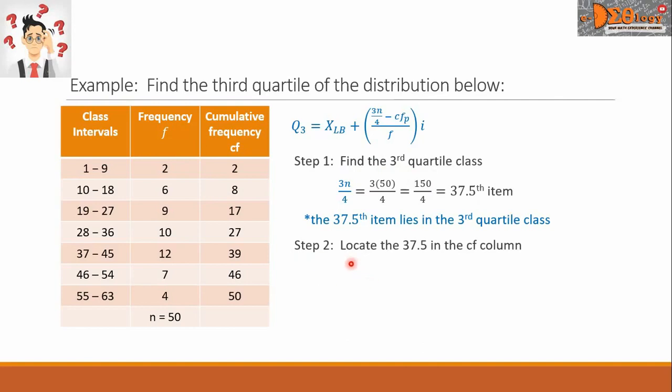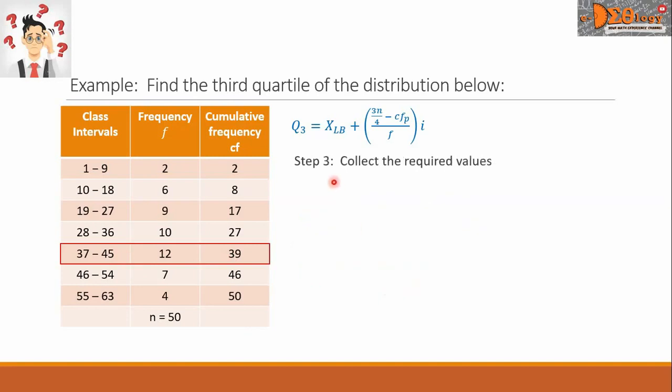For step 2, we shall locate this 37.5 in the CF column, the cumulative frequency. Here is the cumulative frequency column. We can see that the numbers grows bigger as we go down. Looking for the 37.5, we can see that it belongs to this class. So this class 37 to 45 is the third quartile class.